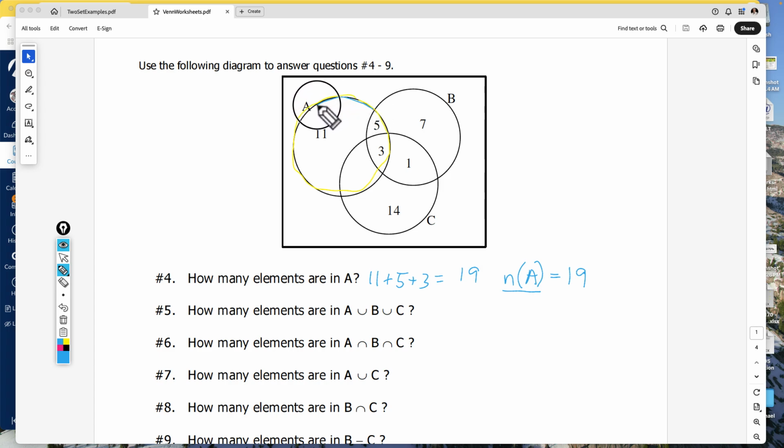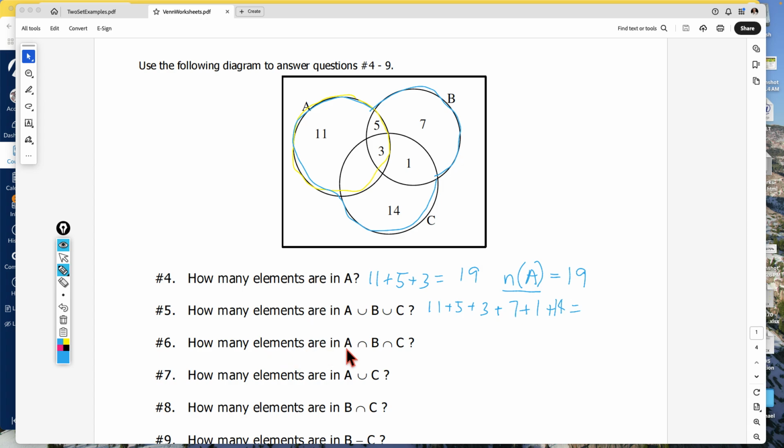Yes, exactly. So this is our boundary. Now, if there was something out here, we wouldn't add it, right? But there isn't anything outside there, so it would be everything here. So yeah, 11 plus 5 plus 3. Now, they only get added once though, right? So even though this 5 is in A and B, it doesn't mean that there's 10 things there. There's still only 5. So we count everything once, plus the 7, plus the 1, plus the 14. Okay, so you could do that.